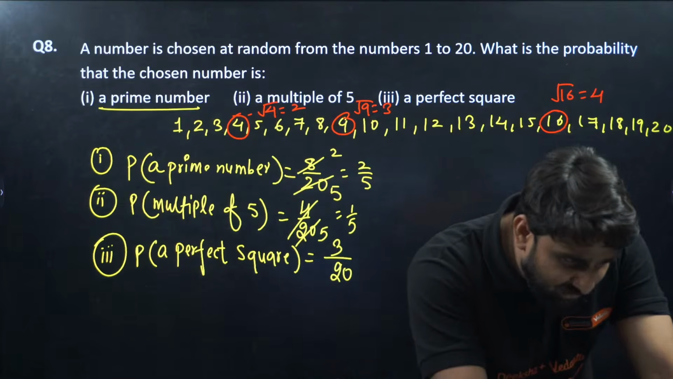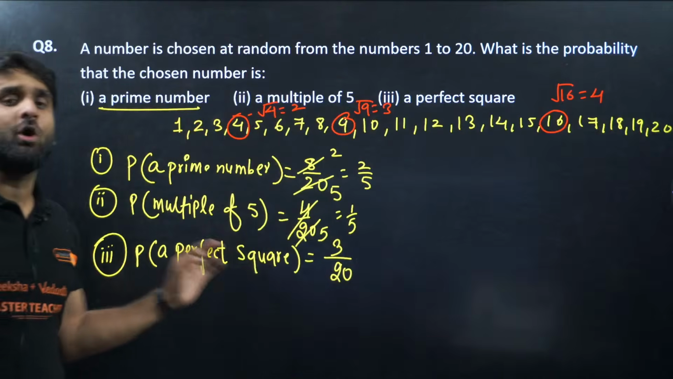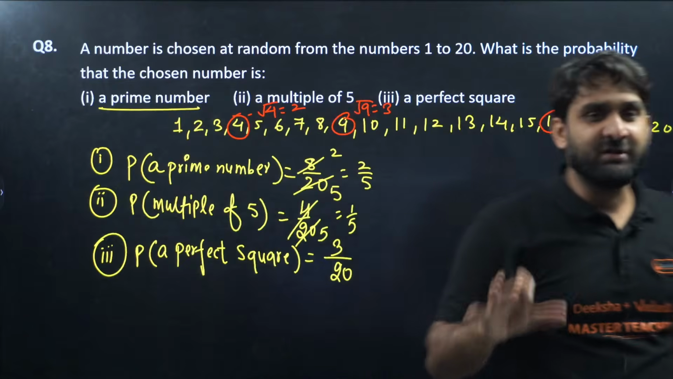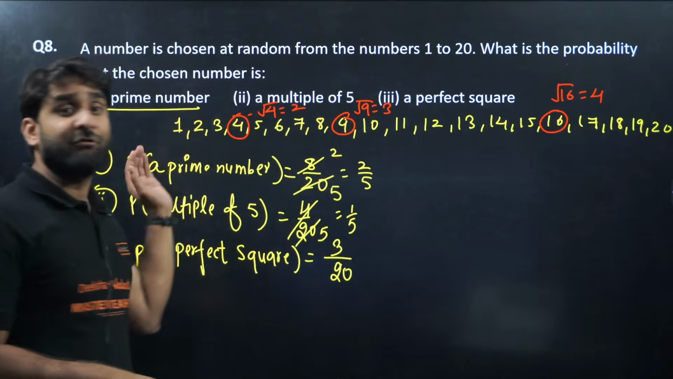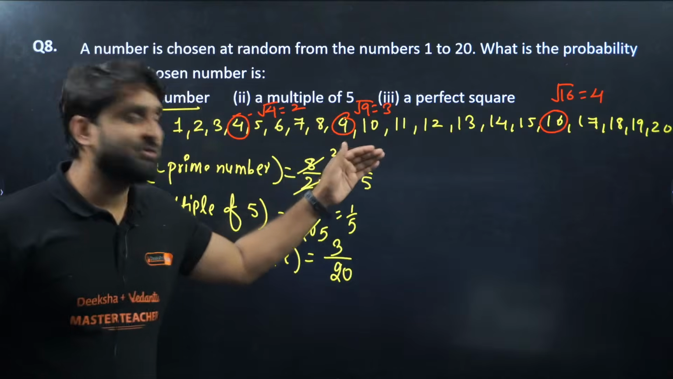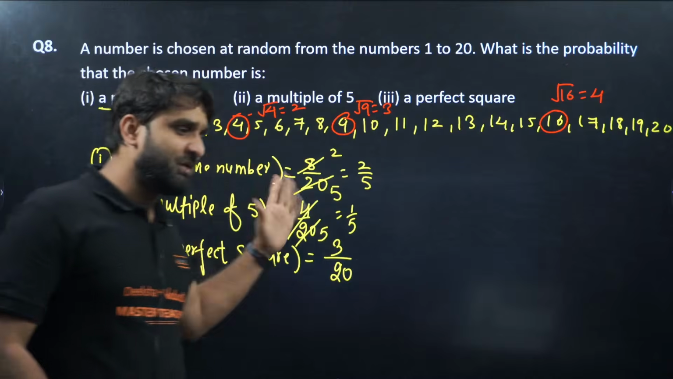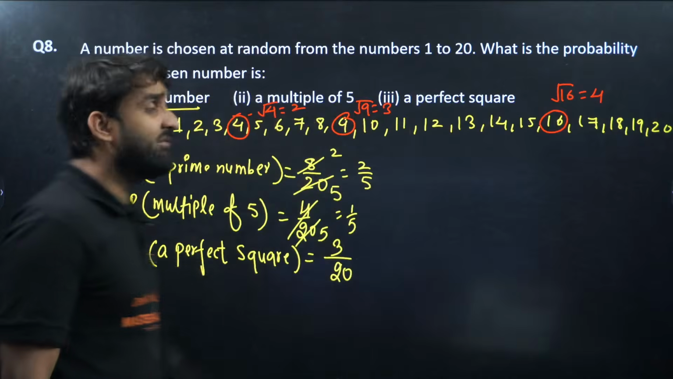Hi everyone. Hello everyone. Is it clear to all champions? Is this question clear to all? Any doubt to anyone? Please ask. I hope everything is clear. The student who knows the properties of prime numbers, perfect squares, multiples, for those students this question is nothing, literally nothing. Okay, clear everyone? Moving ahead.